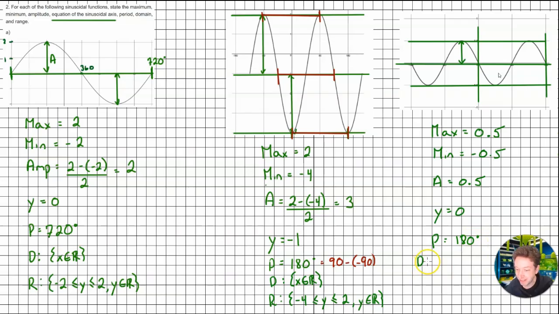Then we have domain, which is all real values for x. And range, we are between -0.5 and 0.5 for, I'll just write it down here, all real values for y.